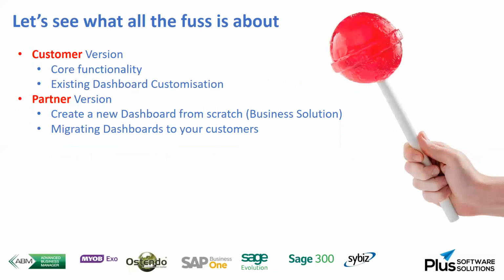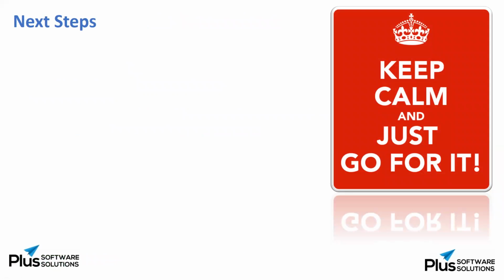So let's see what Snapshot version 2 is all about. I'll quickly take you through the customer version. The core functionality, as a reminder, most of you, 95% of you on the webinar today, will have seen Snapshot anyway, so I'm not going to do a demonstration on that. And then we'll look at the existing dashboard customization in the Snapshot Designer. Then I'm going to open the mic to Dean. Dean will take us through the partner version. Dean's one of the developers and designers of Snapshot, so he is the man. And he will show you how to create a new dashboard and migrate it. Isn't that smashing marvelous? And afterwards, which we'll come back to, we'll talk about the next steps.